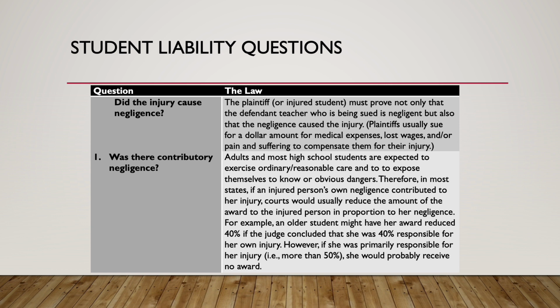For example, an older student might have her award reduced 40% if the judge concluded that she was 40% responsible for her own injury. However, if she was primarily responsible for her injury, more than 50%, she would probably receive no award.